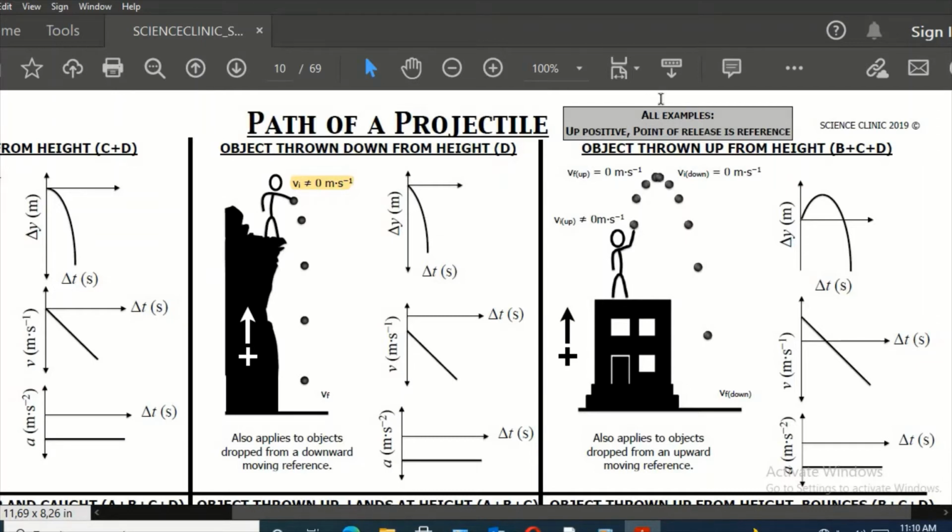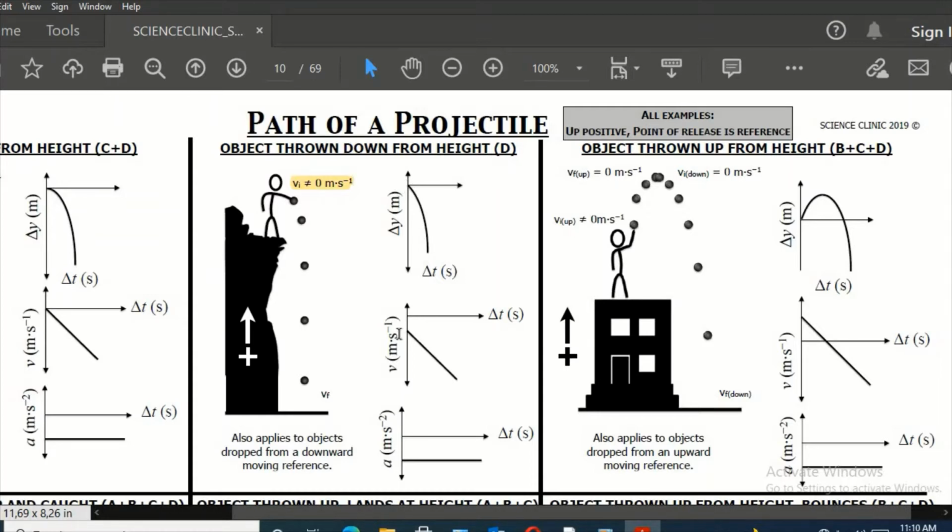And remember, our reference point is the point of release, so we still assume that at that initial point, the initial position yi, the point of release, is 0. And then it reaches the floor at a velocity of vf. So this is how that graph looks like.